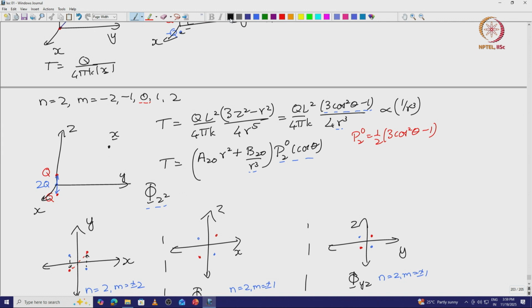So far, we have talked only about these terms here. What about these terms? These decaying harmonics we had got in terms of point source, point dipole and point quadrupole. What about the growing harmonics terms? So, what are the growing harmonics?